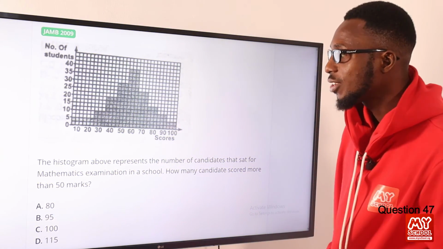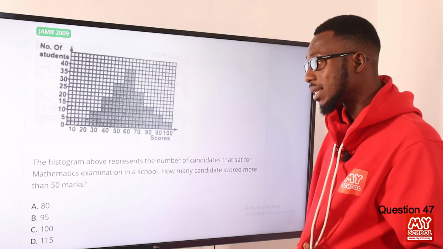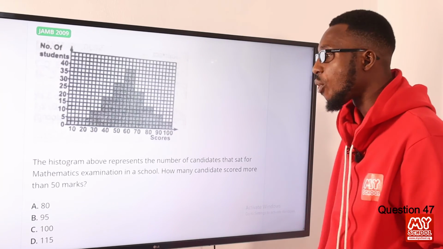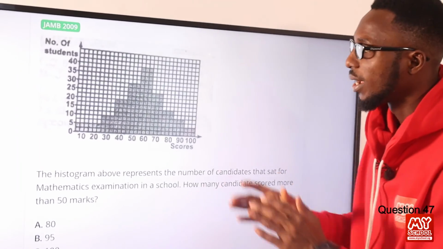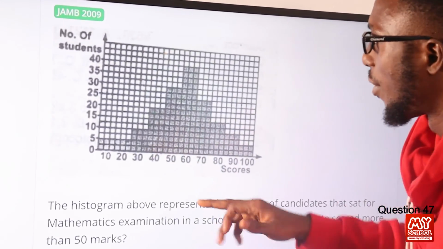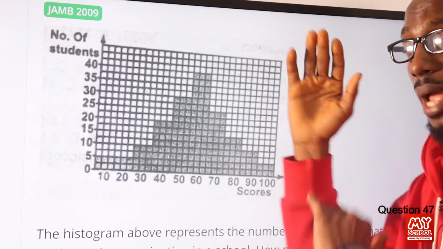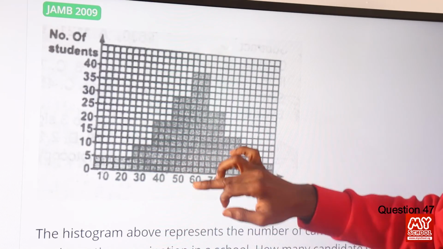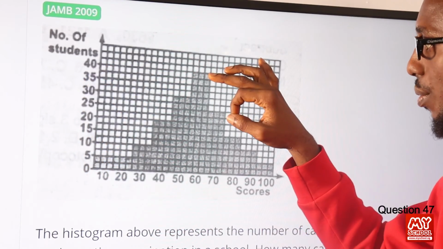47. The histogram above represents the number of candidates that sat for a mathematics examination in a school. How many candidates scored more than 50 marks? More than. So let's check out the histogram. So more than 50 marks, above 50, right? That means we start from 60. So how many students actually scored 60? If you trace it, that is 40, right? So that is 40 students.